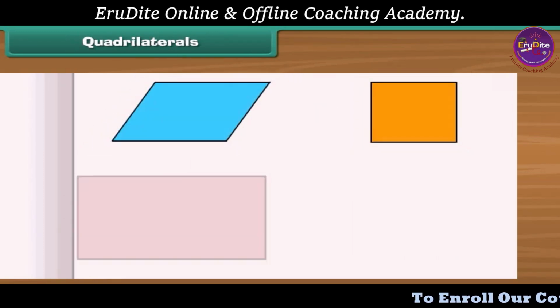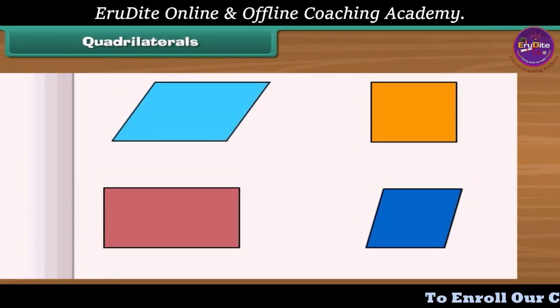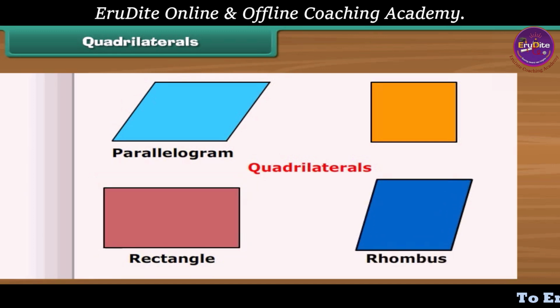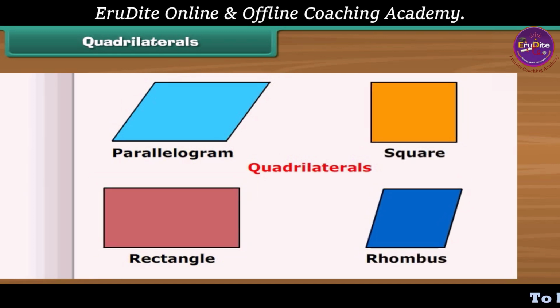What will you call those polygons which are formed by four line segments? Such polygons are called quadrilaterals. There are several types of quadrilaterals. These are parallelogram, rectangle, rhombus, and square. Let us discuss each type in detail.